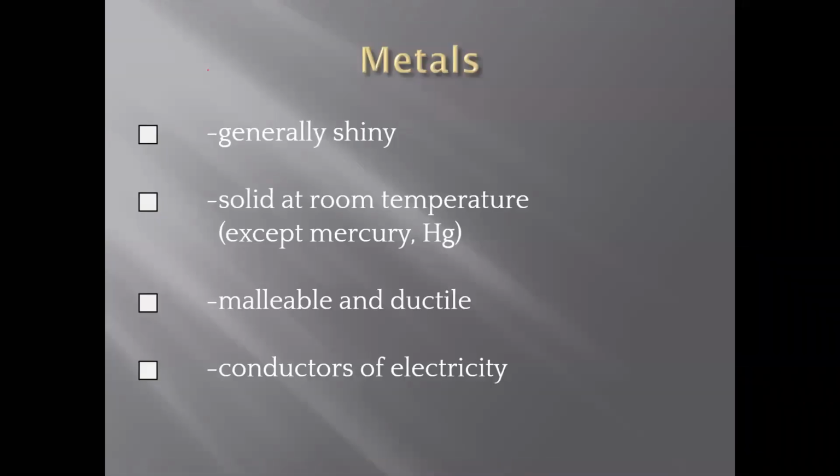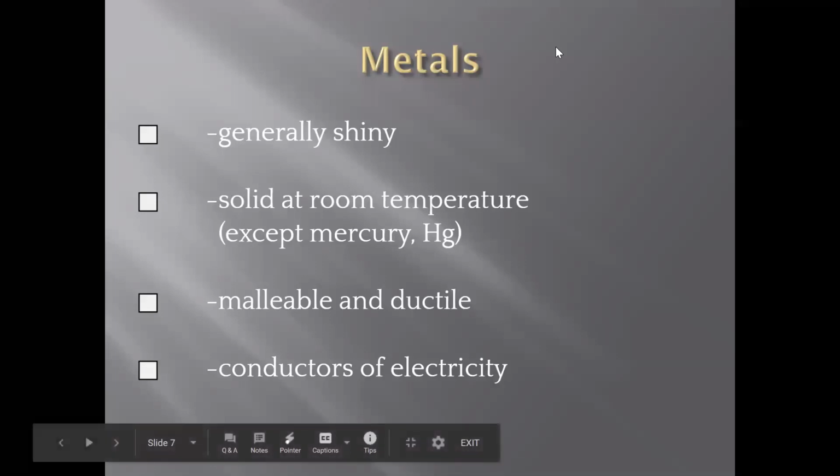So some properties to be aware of with metals: they are generally shiny, or lustrous is another word we could use to describe them. They are generally going to be solid at room temperature, so you would hold them in your hand and they're not going to melt, the vast majority of them, except for mercury with the atomic symbol Hg. Mercury, if you've ever seen it in person, is a liquid at room temperature, but that's rare for a metal. Metals are going to be malleable and ductile.